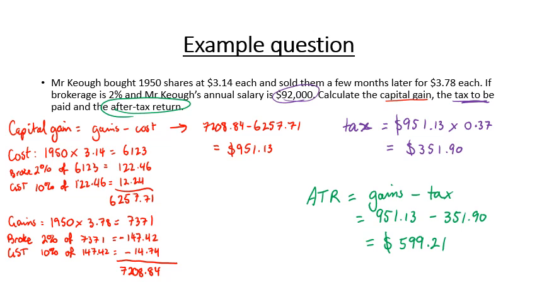First one, you've got to find the capital gain. Second one, you've got to find what tax you've got to pay on that capital gain. And the third one allows you then to work out the after-tax return, which is basically the take-home money in the end.